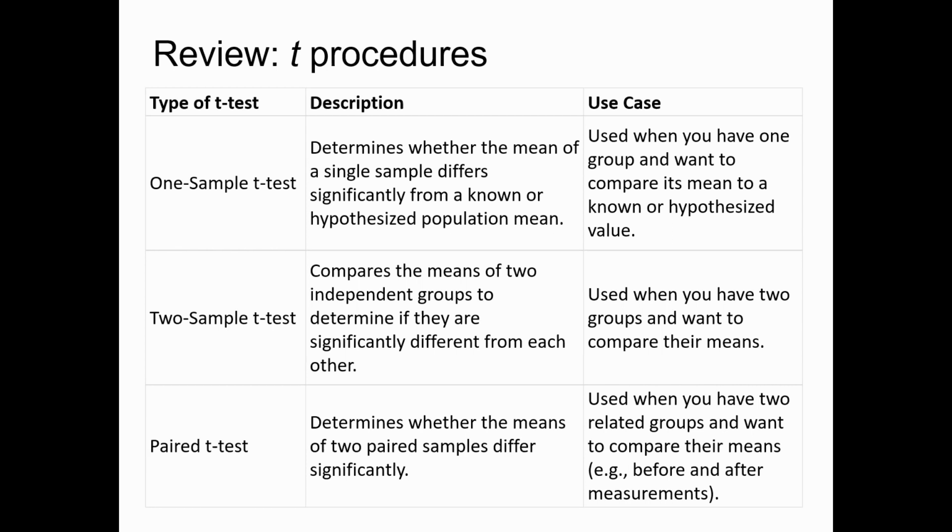So that's neat. Then there's the 2-sample t-test with independent samples. This compares the means of 2 independent groups to determine if they are significantly different from each other. You use this when you have 2 groups and you want to compare their means. The third type of t-test is the paired t-test. This determines whether the means of 2 paired samples differ significantly from each other. That's used when you have 2 related groups and want to compare their means. For example, before and after measurements.